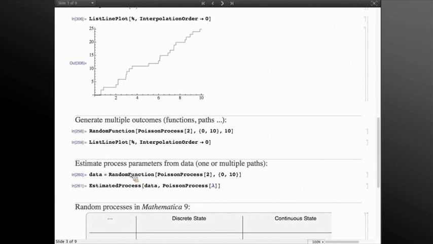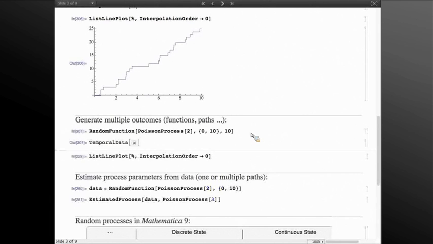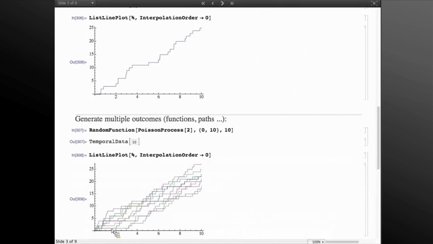Now, you can also generate many of these simulations. Even if you generate many of them, it will store them in temporal data. And if we plot those, you can see that we have many possible traffic scenarios. So here is standing out by the road 10 different times counting cars, if you like. And this is how your count would have varied by time.